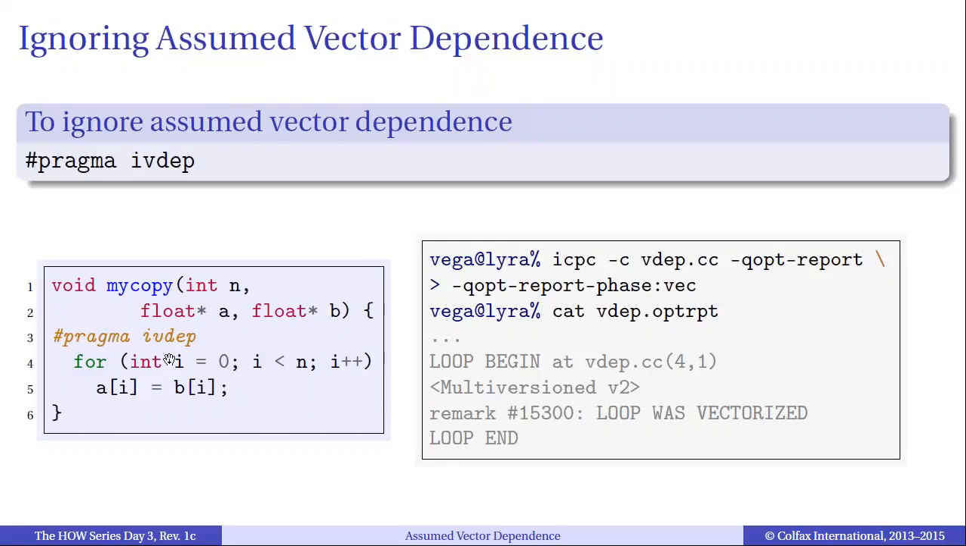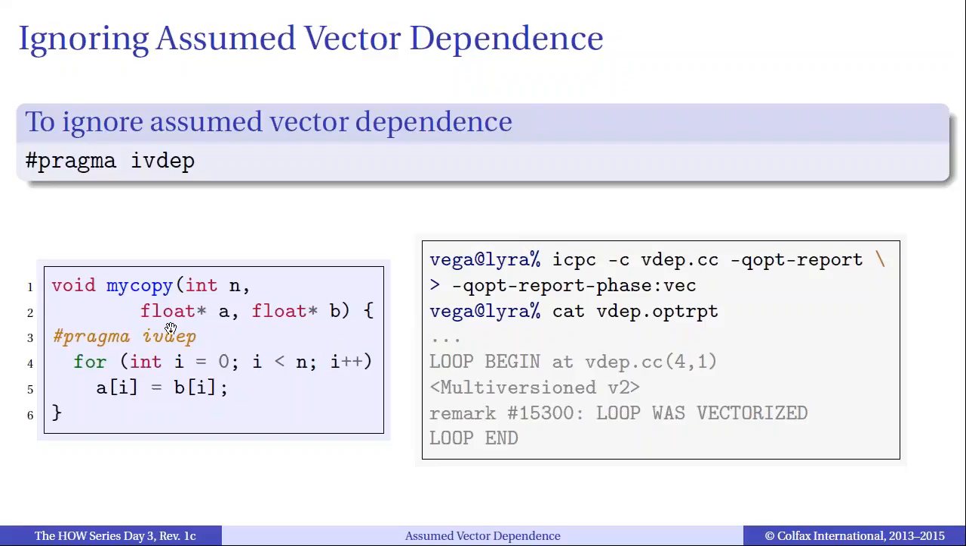And one of the standard ways to do this is to include pragma ivdep, this compiler hint. Ivdep stands for ignore vector dependence, and it tells the compiler that pointers are not aliased. It does pointer disambiguation. In this case, when we compile the loop, we will see multi-versioned version 2. Loop was vectorized.